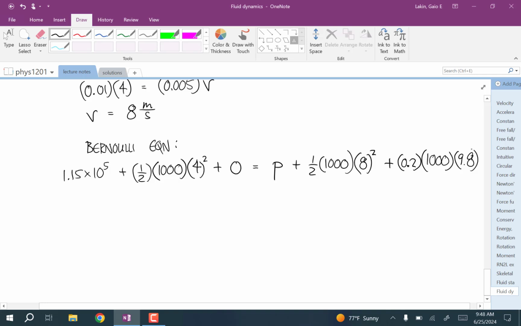And we get this equation. Now all we have to do is solve for P, and we get that the pressure at the right side of that flow is 0.89 times 10 to the 5th pascals. So the pressure in the liquid is reduced compared to the pressure on the left side of the pipe.